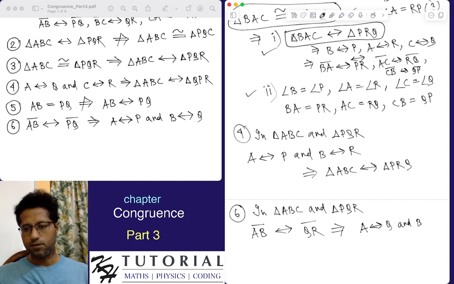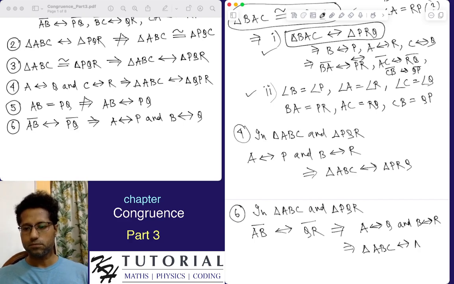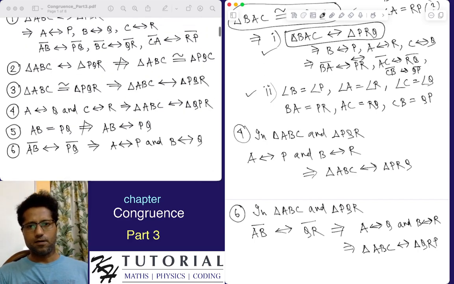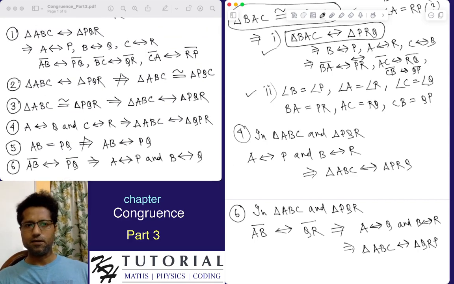and B is mapped to R, and we know that if we have two mappings of vertices, we have the entire mapping of the two triangles. So this will imply that triangle ABC is mapped to triangle, A is mapped to Q, B to R. So this will be QRP. Okay.